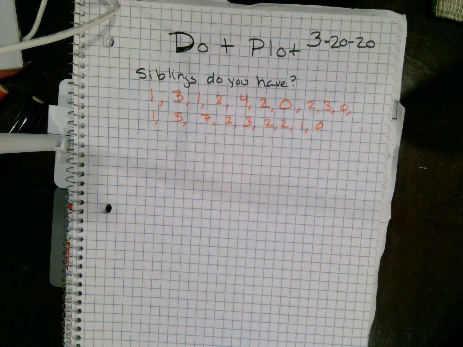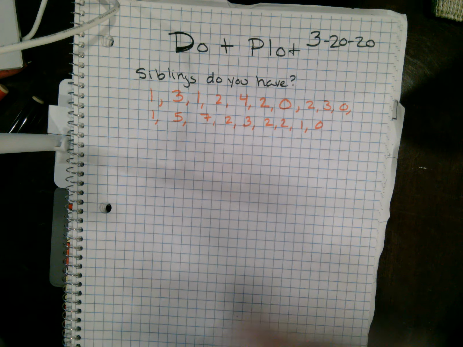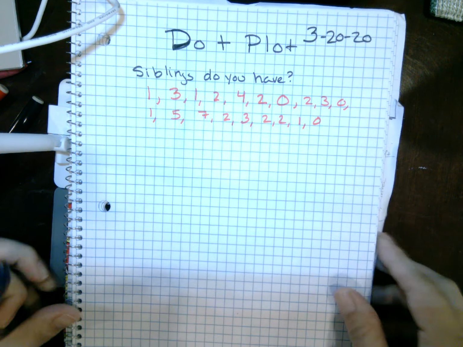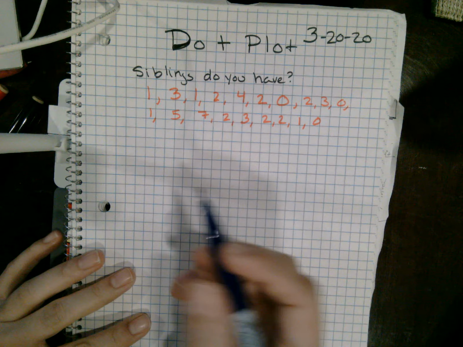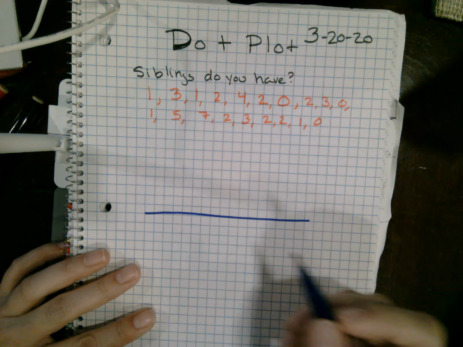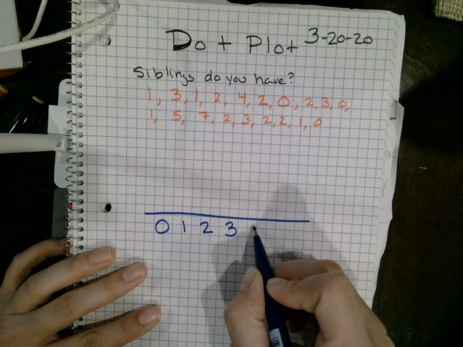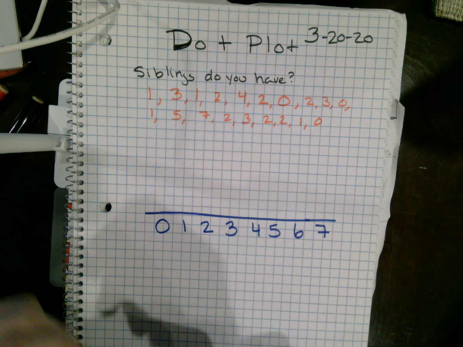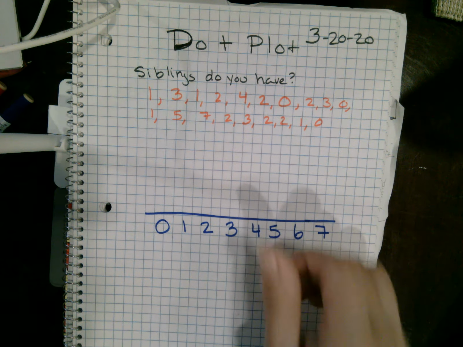Now what we're going to do is create a dot plot for this. We start off with the horizontal line and we look at our numbers. So 0, 1, 2, 3, 4, 5, 6, 7. So you're going to put a dot based on this information.